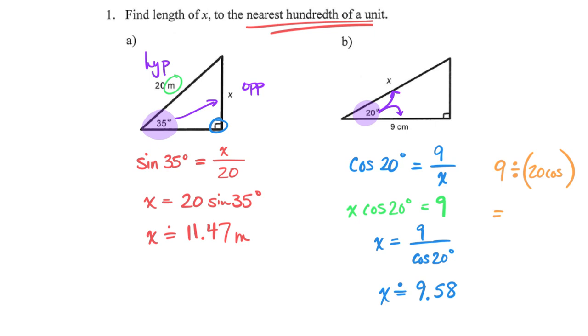On some calculators, you won't even need those brackets, but what you have to be very conscious of is that when you punch in 20 cos, most calculators are going to automatically spit out that decimal value. So you have to be very conscious that when you punch in 9 divided by 20 cos, the first number that pops up on your calculator screen is not your answer. It's the value of 20 cos. You then have to make sure you hit equals afterwards to get your approximate answer.